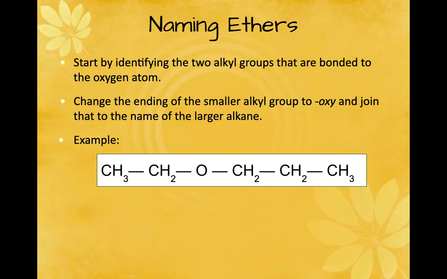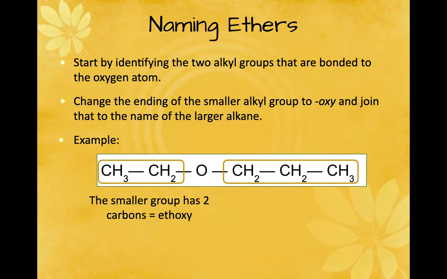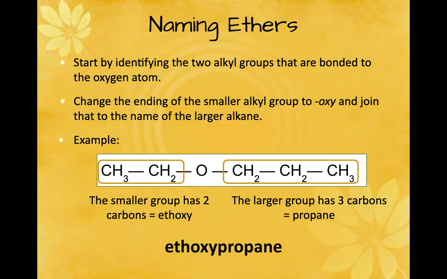If we look at this example, we want to identify the two alkyl groups. We've got one on the left, one on the right. The smaller one on the left has 2 carbons, so that tells us it's eth. It's based on ethane, but we're going to change the ending to oxy. So that's ethoxy. That oxy represents the oxygen that's stuck there. Then the rest of the molecule is 3 carbons, so that's propane. We put those two things together, so this is ethoxypropane.